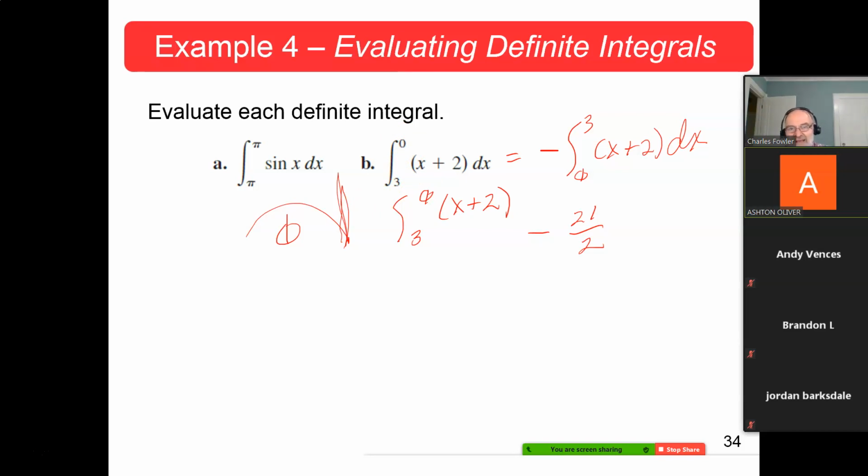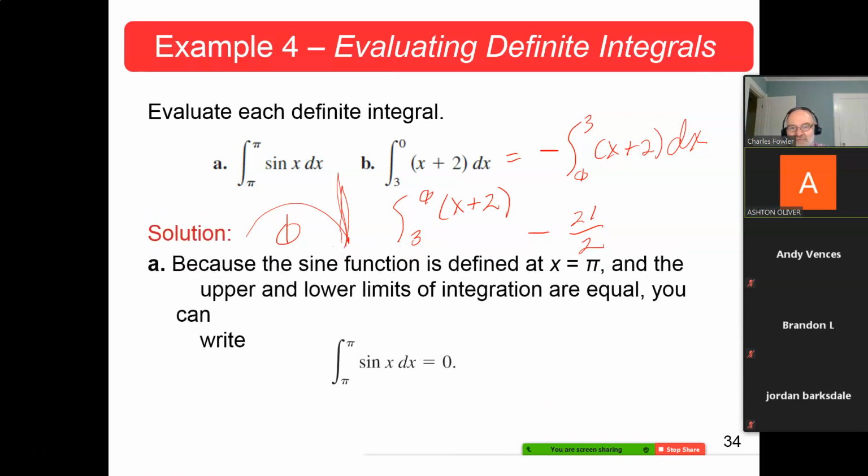Without having to do any calculus there, we had already done the first one, and that gave us 21/2. So this is the opposite of that. The sine function is defined at x equal pi. Of course it is. It just happens to be 0 there, but that's okay. And the upper and lower limits are equal. You can write that to be 0 without evaluating the sine at all, or the antiderivative, or anything else. Anytime your upper and lower limits are the same and your function is integrable, defined at that value, the answer is 0, period.